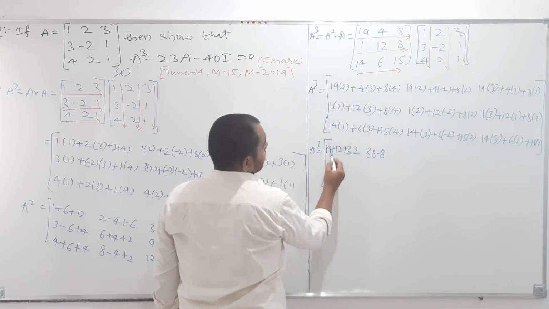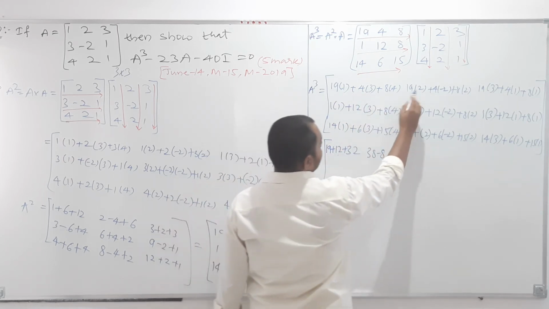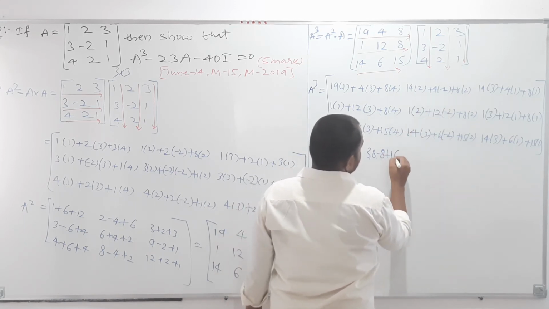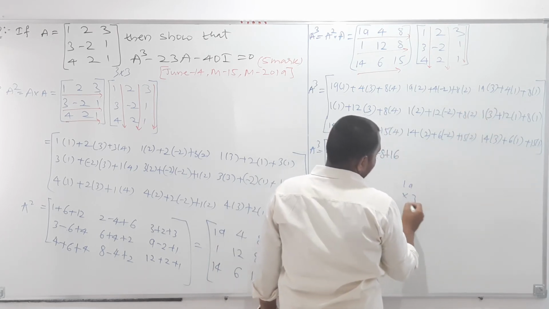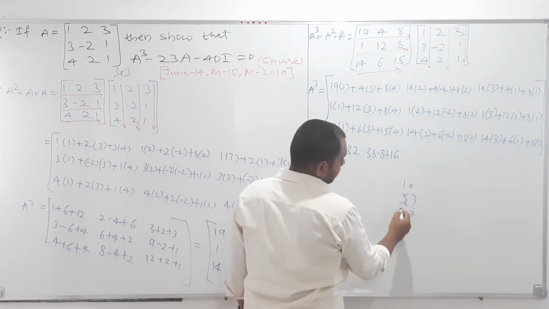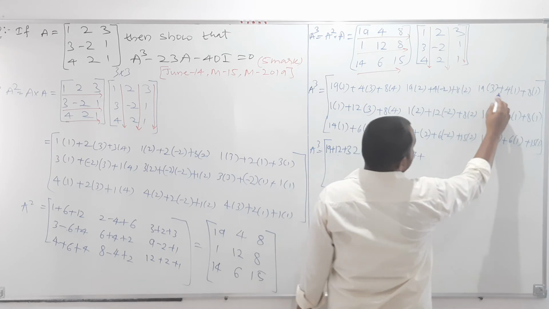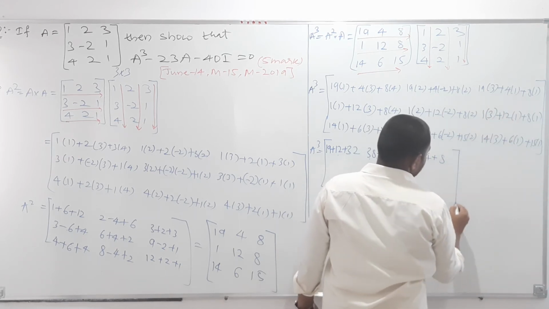Here it is, 19 into 1 is 19, 4 3s are 12, plus 8 4s are 32. Next, 19 2s are 38 plus minus 8 plus 16. Next, my dear students, 19 into 3. 3 9s are 27, 3 1s are 3 plus 2, that is 57, plus 4 into 1 is 4, plus 8.